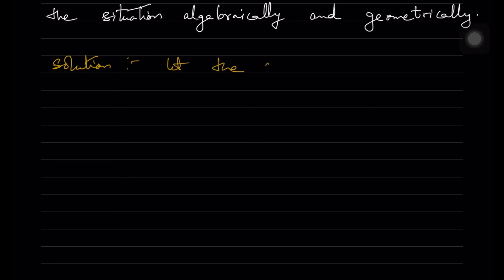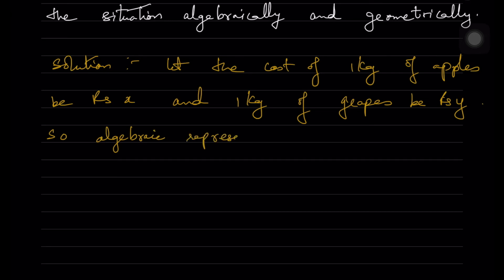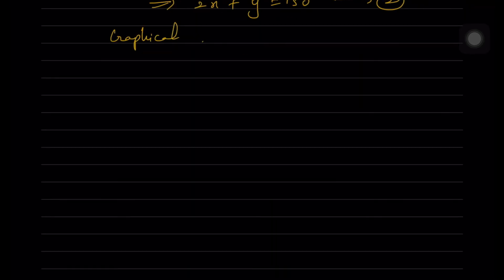Then the third problem, the last problem in this exercise: the cost of 2 kg of apples and 1 kg of grapes on a day was found to be 160 rupees. After a month, the cost of 4 kg of apples and 2 kg of grapes is 300 rupees. Represent the situation algebraically and geometrically. So how do we represent the situation? We'll see.